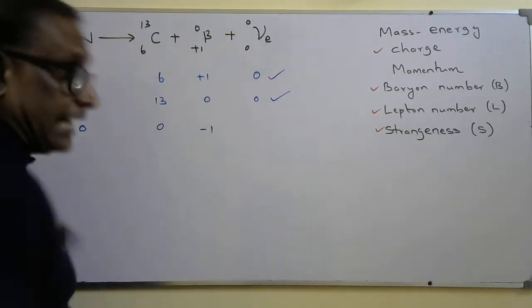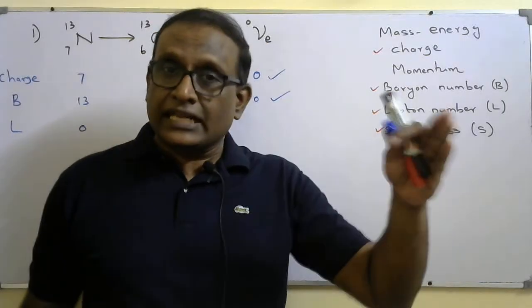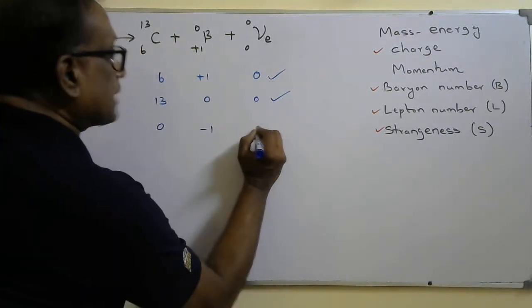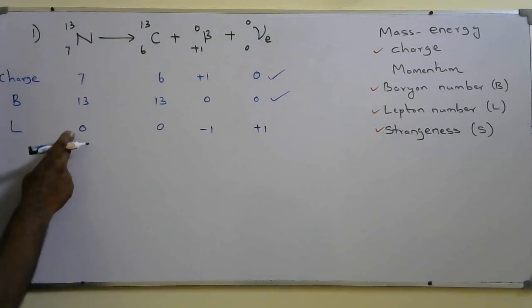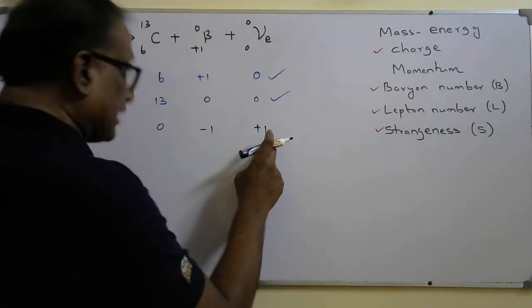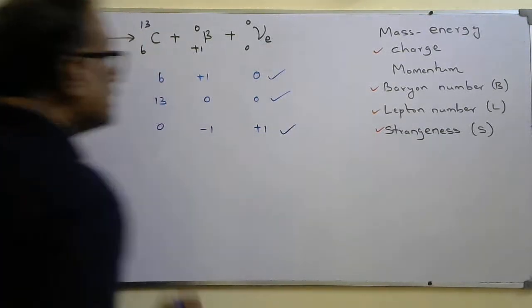This is electron neutrino. Electron neutrino is a lepton, +1. So before interaction the lepton number is 0. After interaction, if you add, that is also 0, conserved.